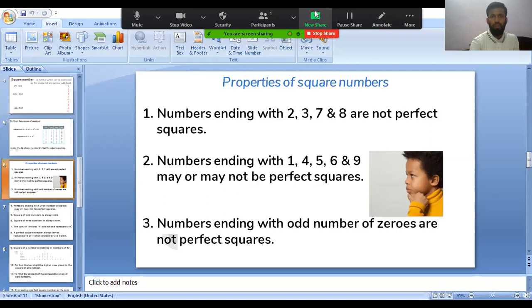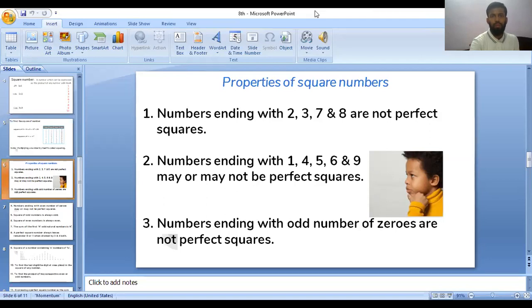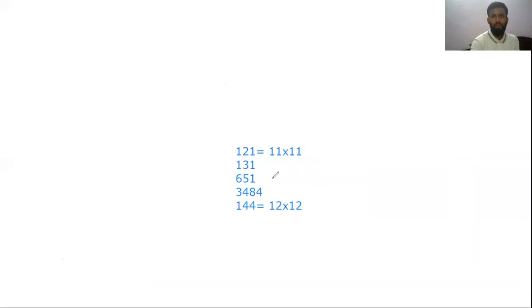For example, any random number that has 1 zero in the end. This number is 100% not a perfect square. Why? Because this number ends with an odd number of zeros. Odd number of zeros means the number of zeros should be either 1 or 3 or 5 or 7 in the end of the number. We don't care about the rest of the digits, like 4, 5, and 6. Just focus on the number of zeros in the end.